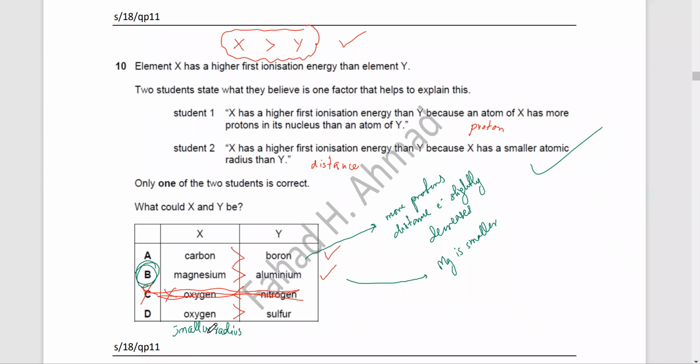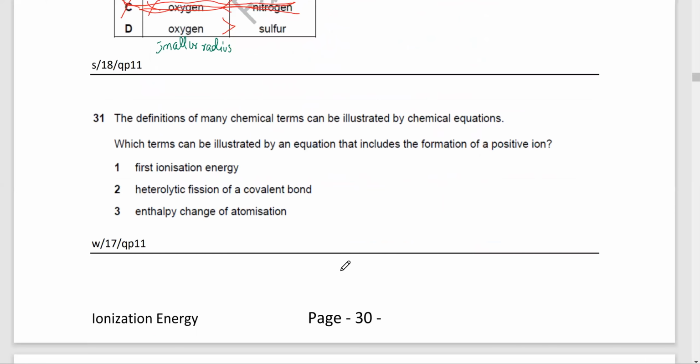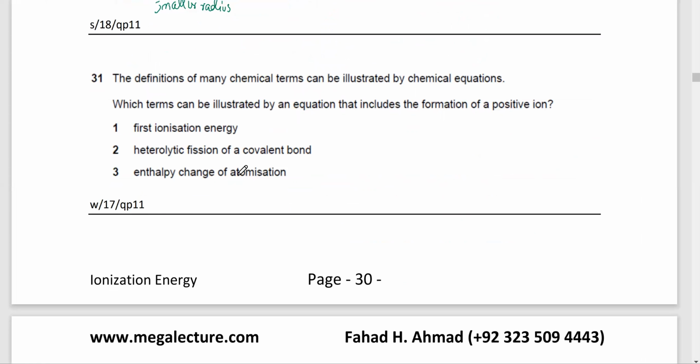Theek hai, so smaller, just one second, let me check. Smaller radius and so that is true. Theek hai, this one would be incorrect. The statement would be incorrect actually. That it actually doesn't even have more protons. So next one, the definitions of many chemical terms can be, we can skip this one.